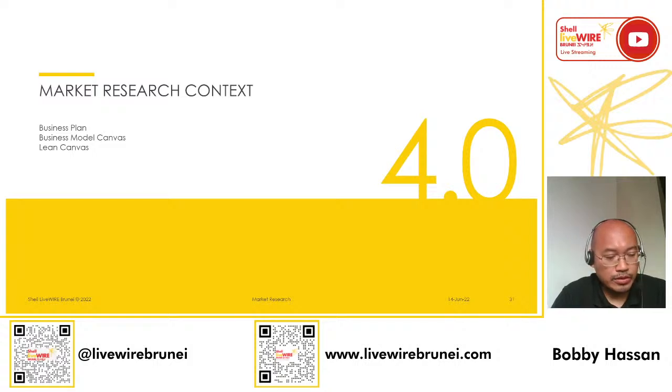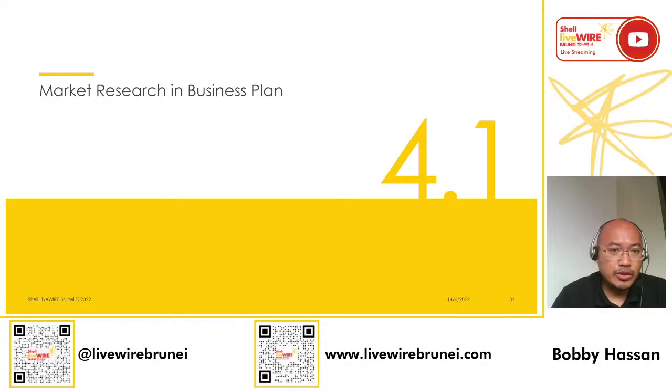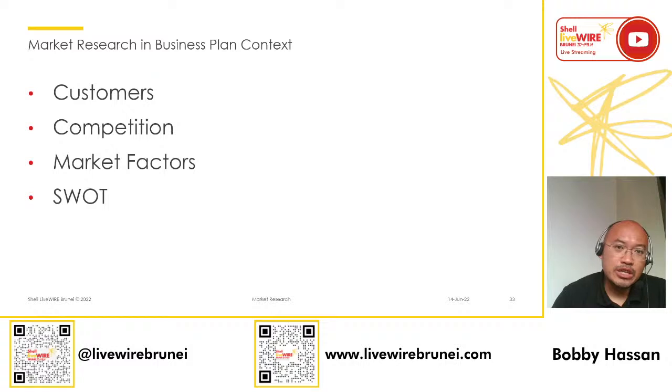of creating your research. Now let's look a bit more in depth, with more examples based on the context. In general, market research in business is usually done for the business plan, but it can also be used for the business model canvas or the lean canvas or any other models. So let's look into the market research in the business plan. There's usually one part of the business plan, the market research section, and in general, it looks into these four parts: the customers, the competition, the market factors, and SWOT. I've already covered this in a previous YouTube video on business planning, but I'll go a bit deeper in this session.